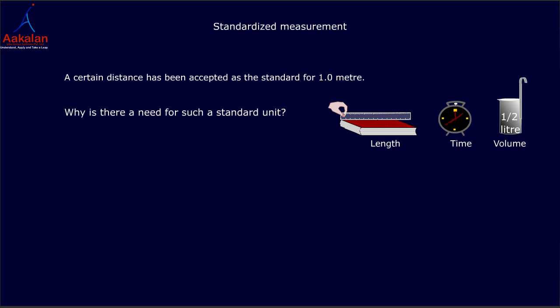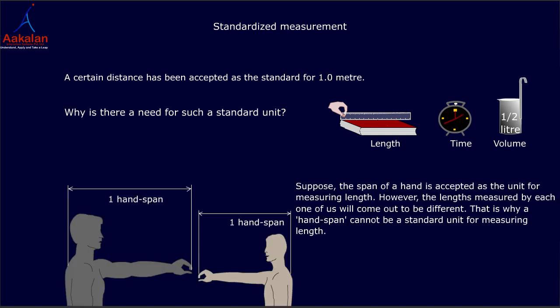But the question is, why is there a need for such a standard unit? Suppose the span of a hand is accepted as the unit for measuring length. However, the lengths measured by each one of us will come out to be different. That's why a hand span cannot be a standard unit for measuring length.